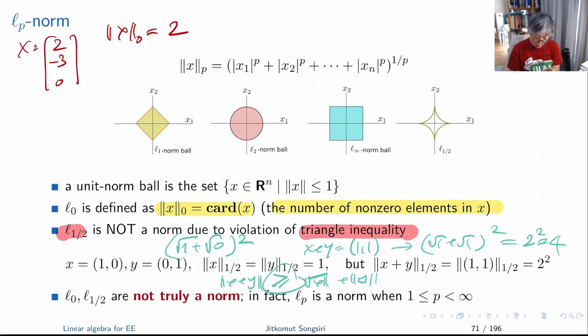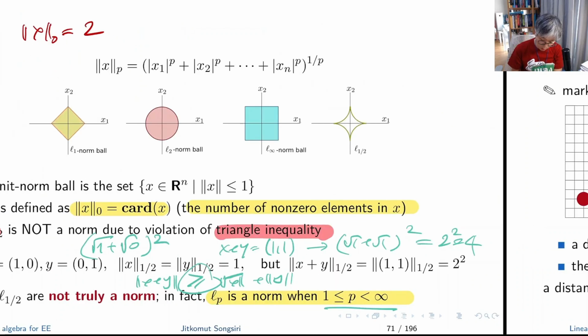Okay. So now we see some examples of Lp norms that are not actually a norm in the strict sense, when p equals 0 and when p equals 1/2. In fact, the Lp norm is only a norm when p is bigger than or equal to 1. Whatever p that is less than 1 doesn't make the Lp norm a norm in the strict sense.